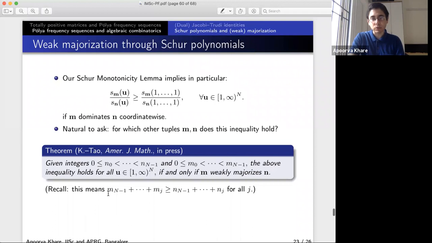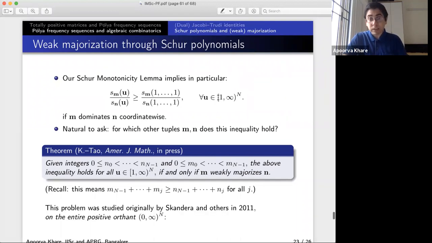Weak majorization means that you start summing from the top, take the partial sums from the highest power downwards. Those for m beat those for n. So the biggest m term beats the biggest n term, the sum of the biggest 2 beats the sum of the biggest 2, and so on. Okay, that's weak majorization. So clearly, a tuple of integers weakly majorizing another tuple has no connection a priori to Schur polynomials. Nevertheless, here is a connection to Schur polynomials. So that's somehow interesting that there are consequences in completely different analysis areas of this kind of Schur positivity by Lam, Postnikov, and Pylyavskyy, if you will.